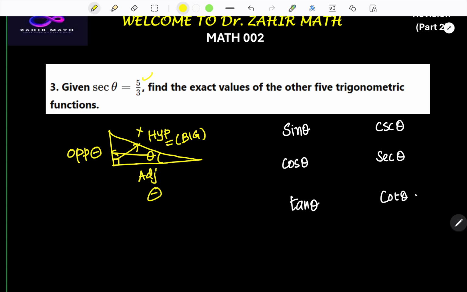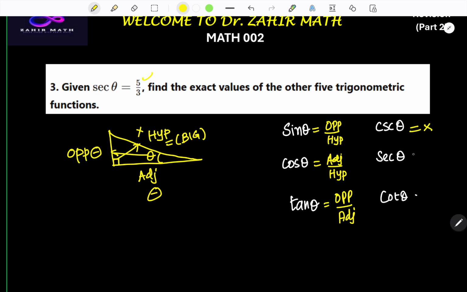Be careful, right? So sine theta, what is the formula? The formula is opposite side divided by hypotenuse. What is the formula for cos theta? Adjacent side divided by hypotenuse. Adjacent side divided by what? Hypotenuse. And what is the formula for tan theta? Tan theta is opposite side divided by adjacent side. This is the formula for tan theta.